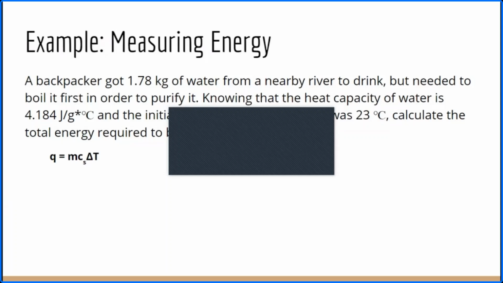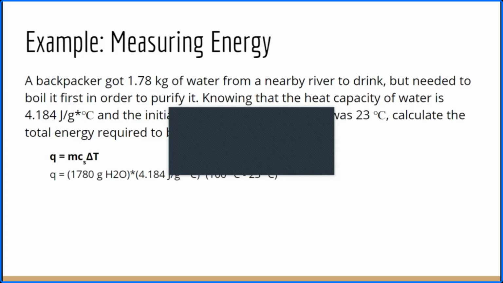So first we're going to use the specific heat capacity equation because we've been given a mass, 1.78 kilograms, and we've also been given the specific heat capacity of water as well as the initial temperature. We also are assuming here that boiling point is 100 degrees Celsius, so we can calculate our change in temperature from that.